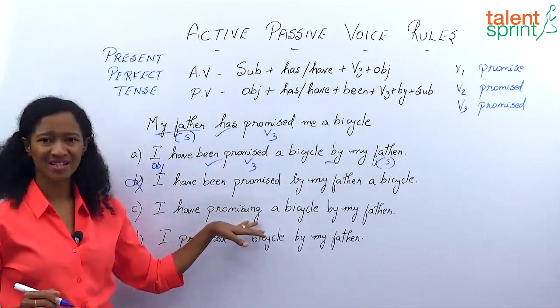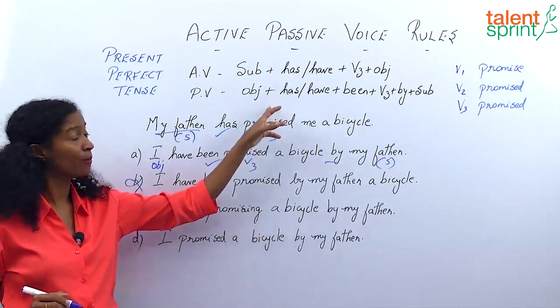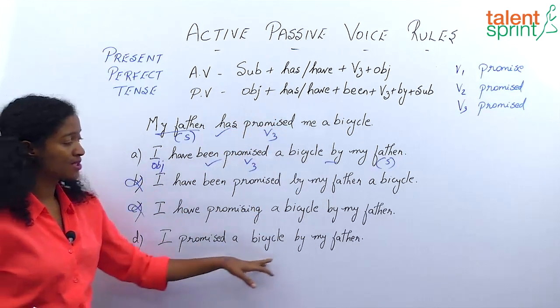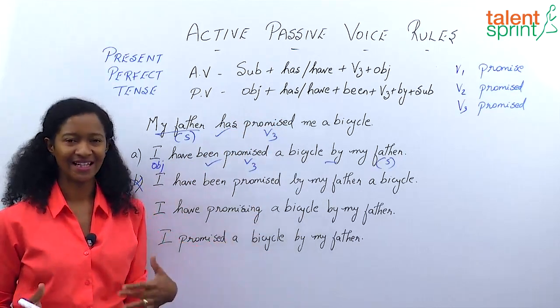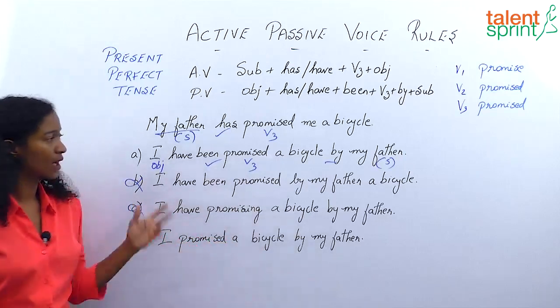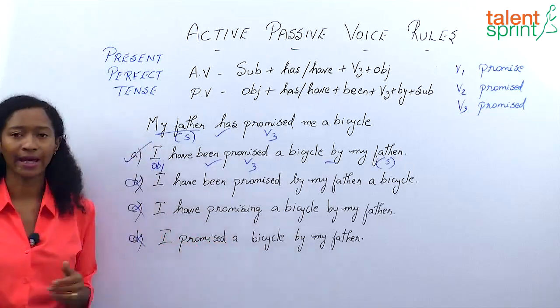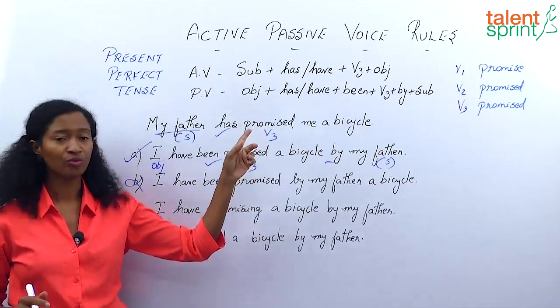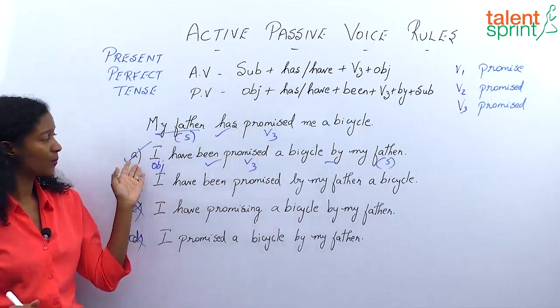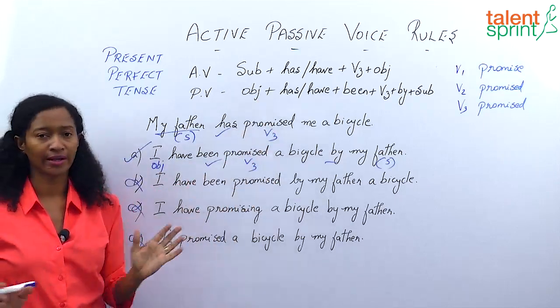I have promising. I don't need the ing form in the passive construction, so eliminate. I promised a bicycle by my father is illogical. It's incorrect, right? So our answer has to be option A. So note verb 1 promise, promised, promised. So I think option A meets the form correctly, right?